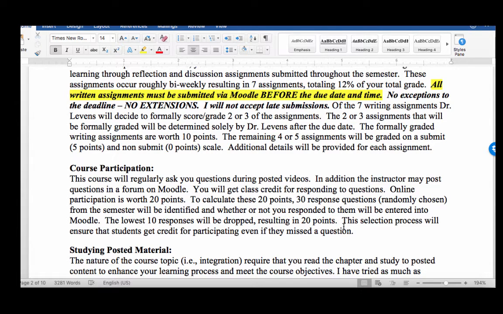So even if you don't respond to every single question, but you respond to most of them, you should be putting yourself in a good position for doing well on participation points.